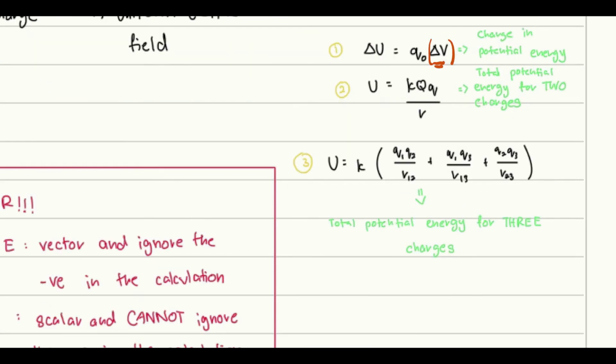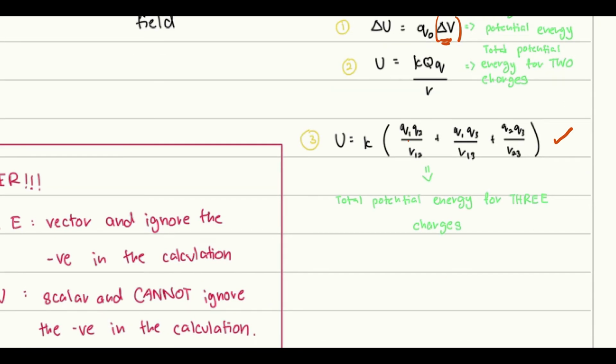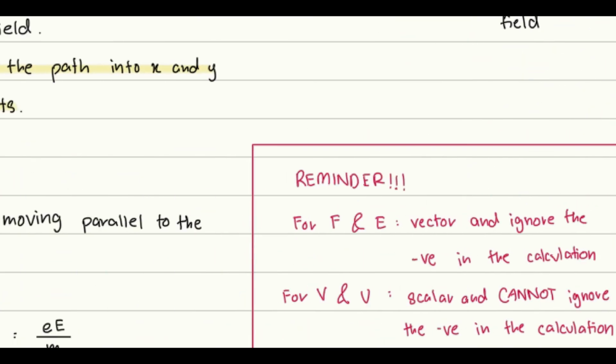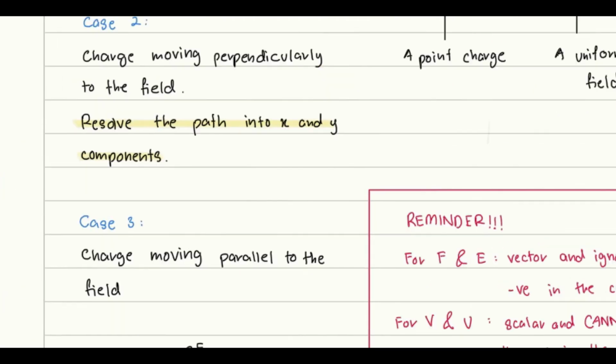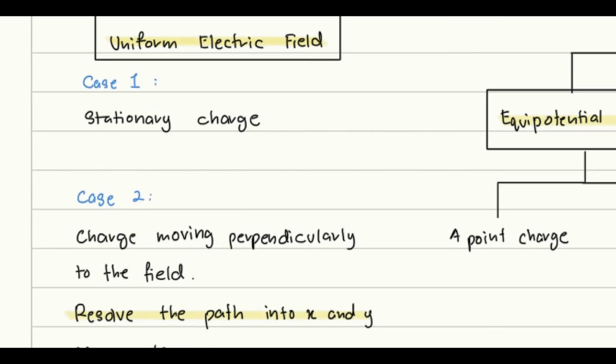If you have a few charges and the question asks you to calculate the electric potential energy for this system, you are going to add up all the possible energy interacted by any 2 charges in the system. For this case, you have charge number 1, number 2, and number 3, so you have 3 terms, 1, 2, 3, the possible interactions. And then for the last subtopic, like I said just now, you have uniform electric field, stationary charge.